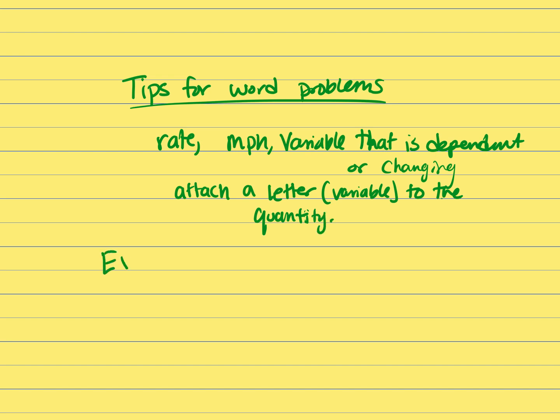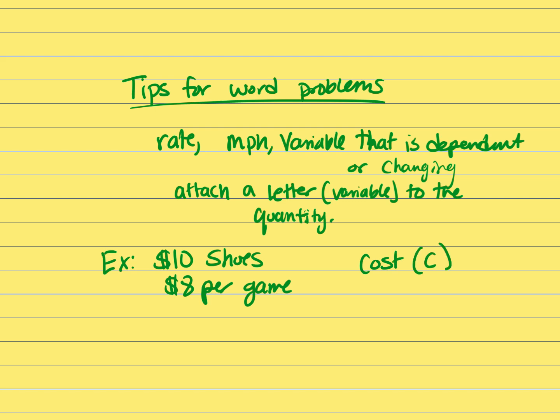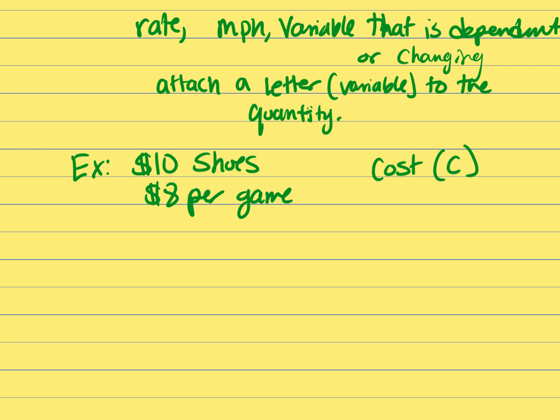So here's your example. I'm just going to give you a quick example. Pretend there's a paragraph. It's a word problem and you freak out. Oh my gosh. But inside the word problem, it's basically telling you this. You go bowling and it costs $10 for a pair of shoes. And each game, they charge you $8 per game. Write an equation that represents the total cost C. Okay? Now, that sounds crazy, right? But it's not that hard.